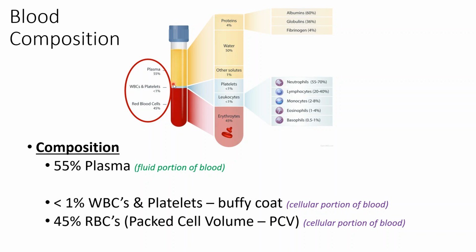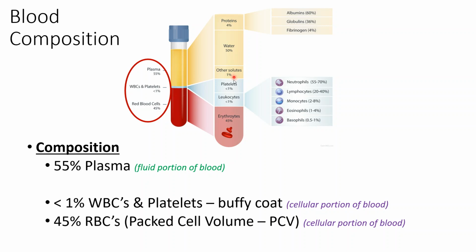Now, within this plasma up here, you've got a lot going on. The fluid portion of the blood contains proteins. About 4% of the plasma is proteins. You don't have to know specifically the percentage of proteins, but you should know what proteins we're talking about. Predominantly, it's going to be albumins. You also have some globulin proteins that are present, and you have some fibrinogen that's present. So those are the proteins that we're talking about there. Plasma is made up of 50% water. So at least half of plasma is actually water. And then you have these other solute particles. These are going to be your dissolved solids, such as your sugar, your sodium, things like that.